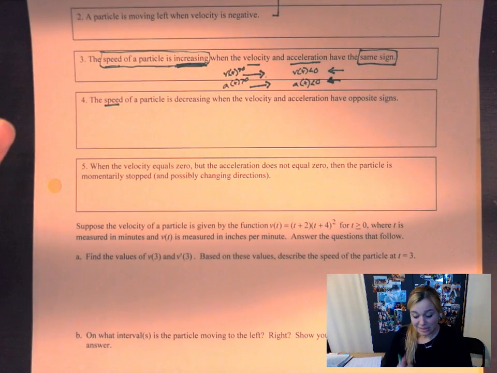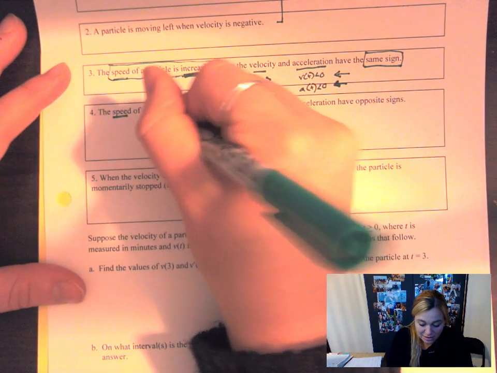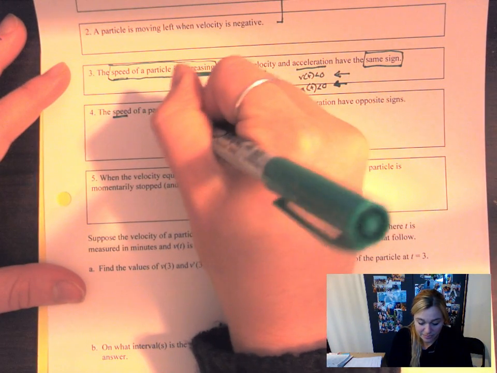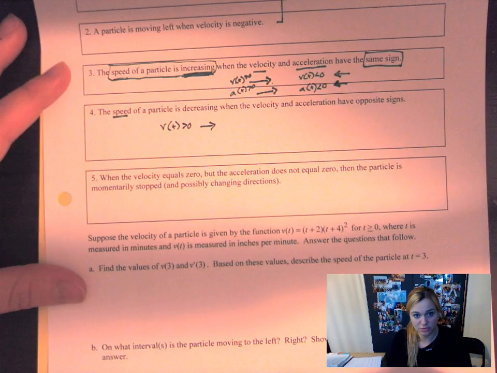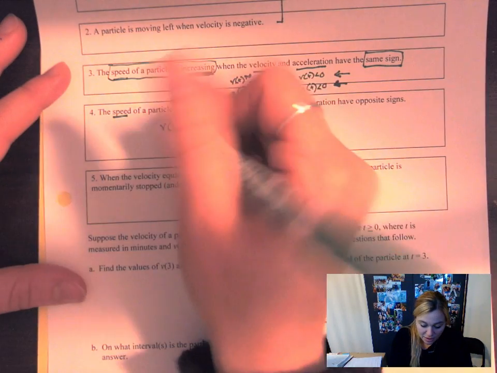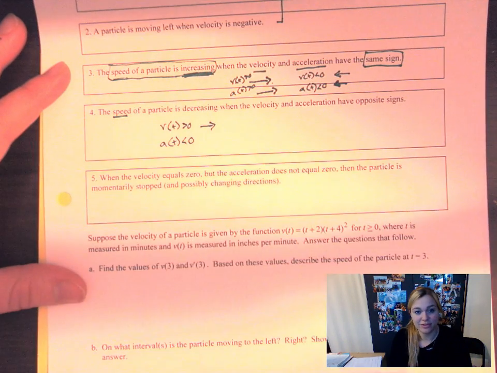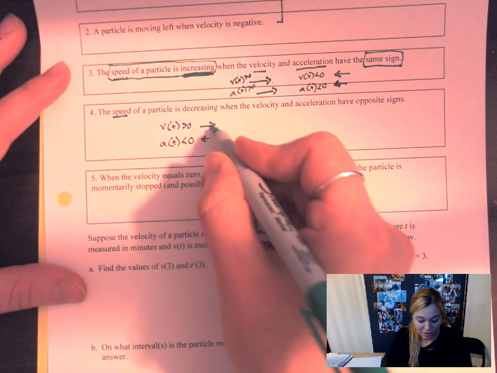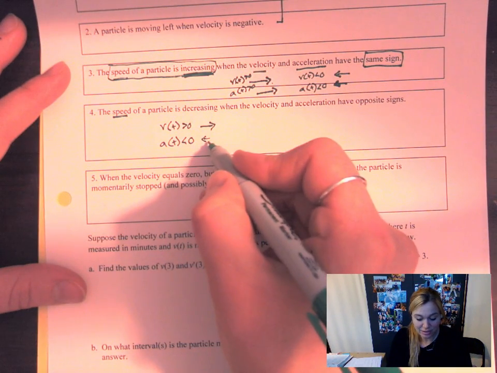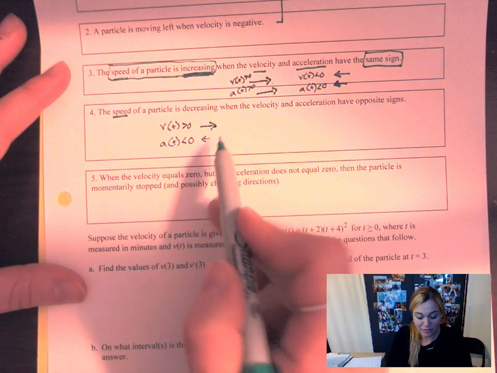Speed of a particle is decreasing when velocity and acceleration have opposite signs. So let's think of velocity being positive. That means the particle is moving to the right. So we've got this, the particle is moving to the right. But acceleration is negative. That means there's some force being put on this to the left in some way, and remember the rate of change. So it doesn't mean the particle is suddenly moving to the left. It just means that now this particle is not moving to the right as quickly.